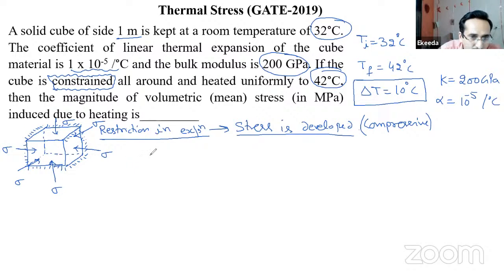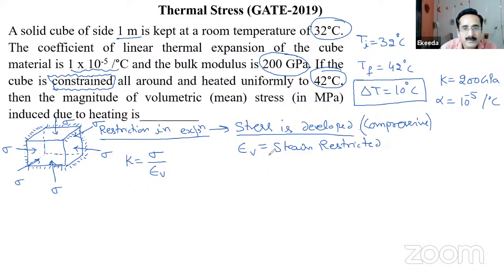Now, what is bulk modulus? That is stress upon volumetric strain. Here the volumetric strain is restricted, right? So this epsilon V is basically strain restricted. Here the strain is restricted. So if the volumetric strain is restricted, what is the strain in this material?